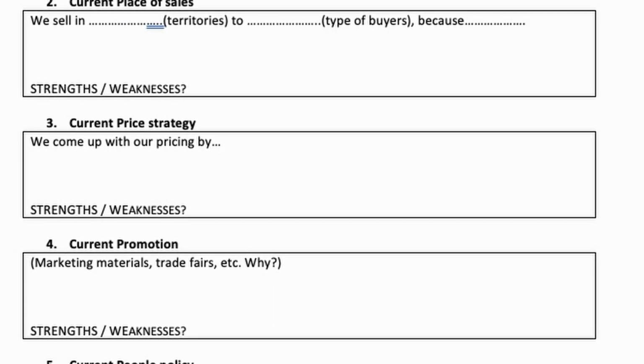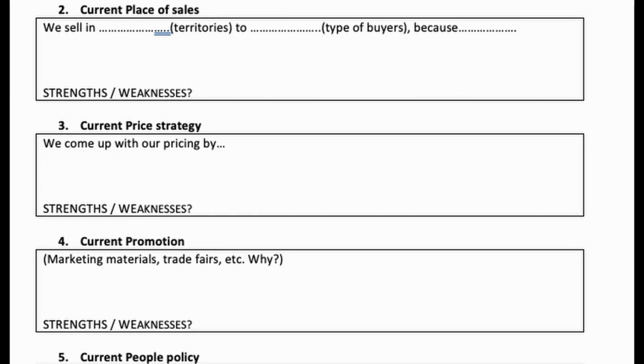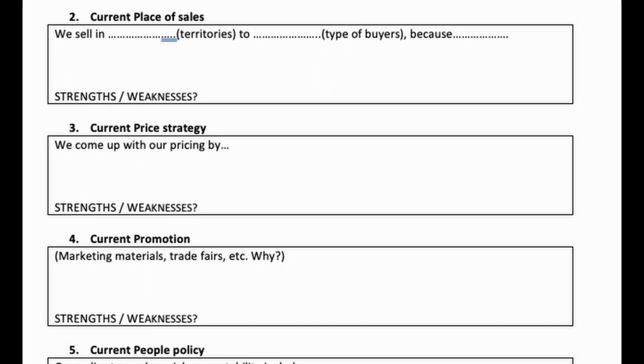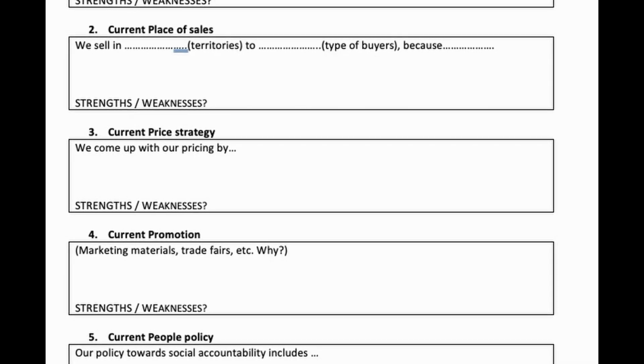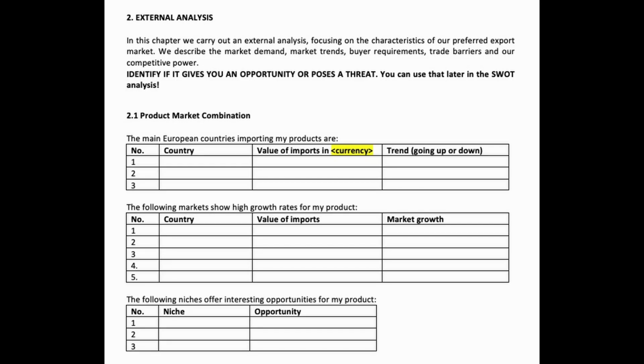With regard to point 3, current price strategy, if the company doesn't have an idea yet, then they should continue with the export marketing plan, and later it will become more clear. Okay, then section 2 would be the external analysis, and here we'd be looking at this product-market combination.